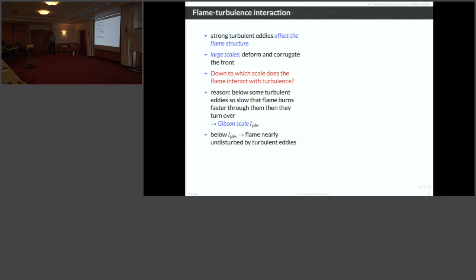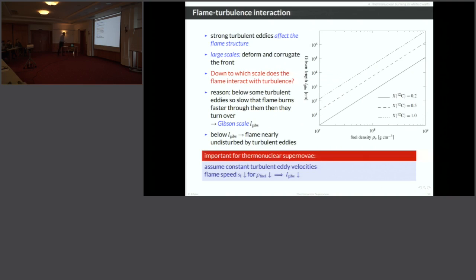So below the Gibson scale, the flame is nearly undisturbed by the turbulent eddies, because they turn around so slowly that the flame burns faster through them than the flame notices any effects by the turbulent eddies. Now this is important for thermonuclear supernovae.